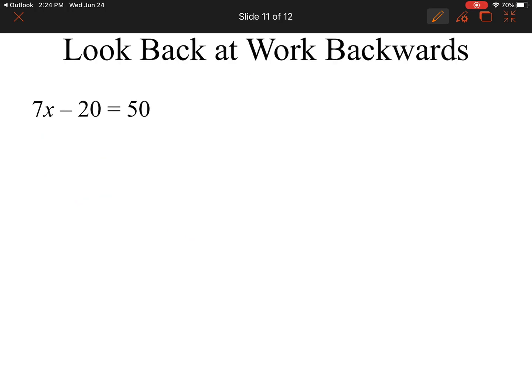Last one, looking back at our working backwards, we had the equation 7x minus 20 equals 50. Okay, and I'm going to substitute for this one. No, I'm not, I'm sorry. I substituted for the last one. I'm going to solve this equation. So solving it, I'm going to start by adding 20 to both sides. In which case my 7x stays, but negative 20 plus 20 is just 0. 50 plus 20 is 70. So now I have 7x equals 70.